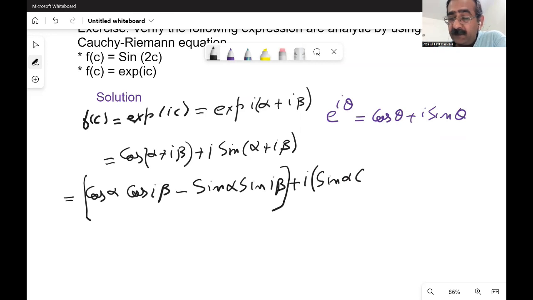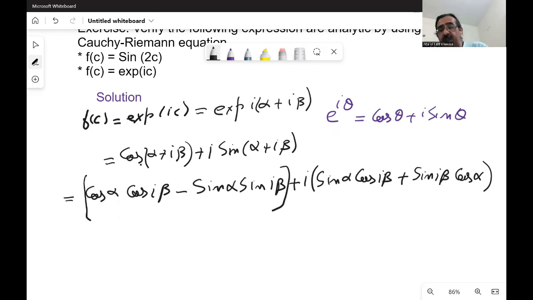Sin alpha cos iβ, there will be a plus sign, plus sin iβ cos alpha. The angles will be replaced with each other. Okay. Sin alpha cos iβ plus sin iβ cos alpha.